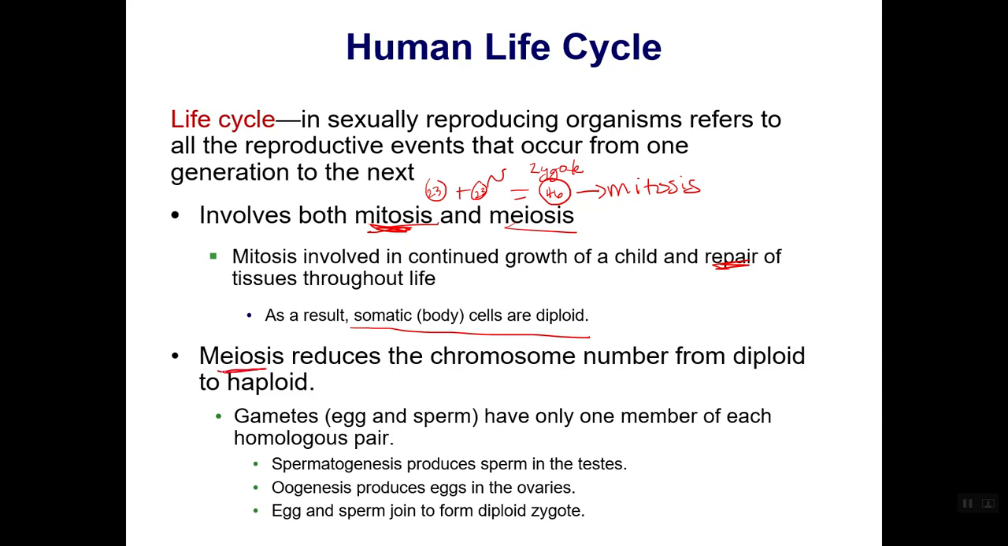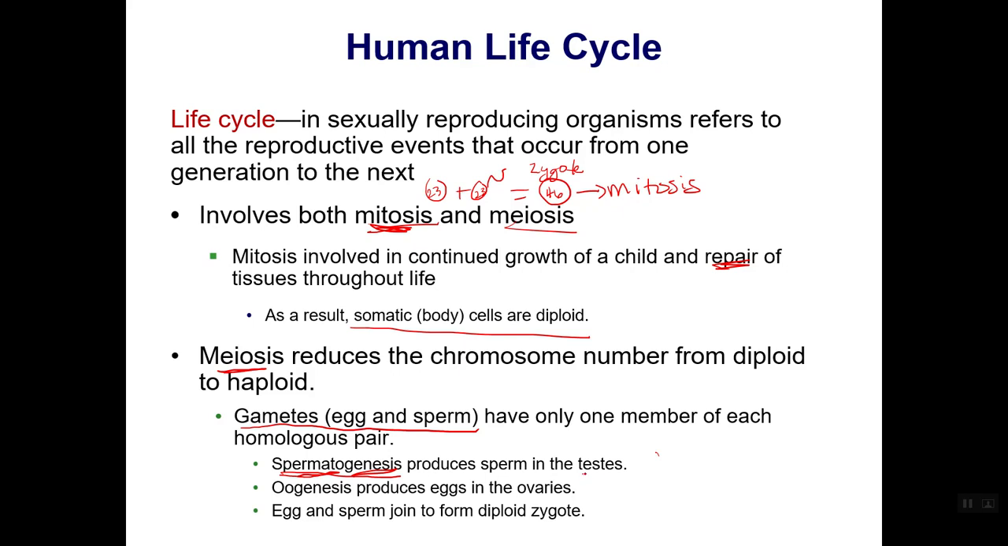Meiosis is a process that reduces the chromosome number from diploid to haploid, and therefore it's how we produce gametes, which are sperm and egg. They only have one of each homologous pair, just like I showed you in the karyotypes. They only had one chromosome number 1 instead of 2. Now, the process that occurs to create these gametes is called spermatogenesis. Break that down: spermato and genesis. Spermato means relating to sperm, and genesis means the creation of something. So we're creating sperm.